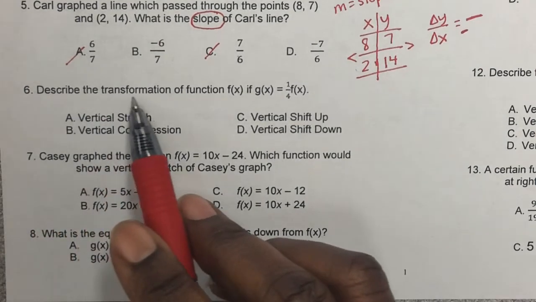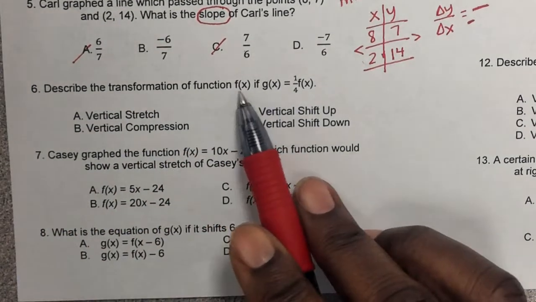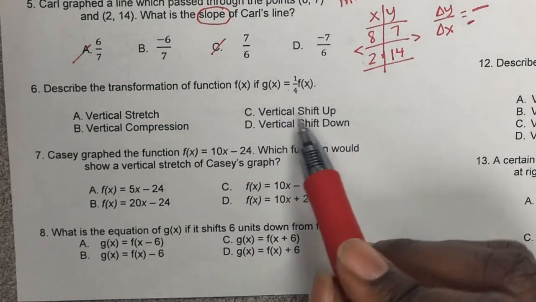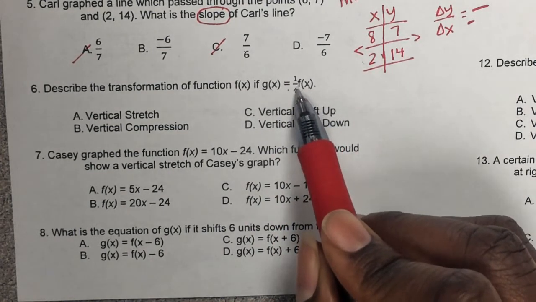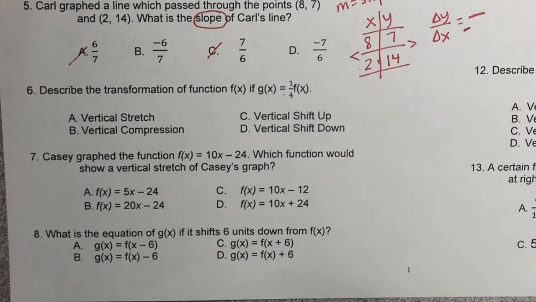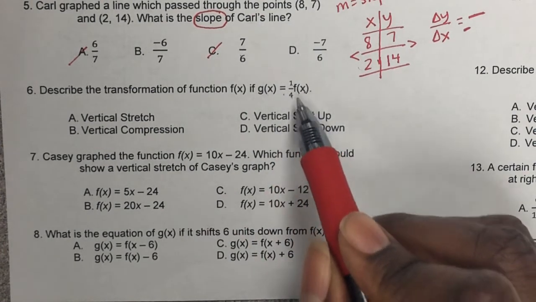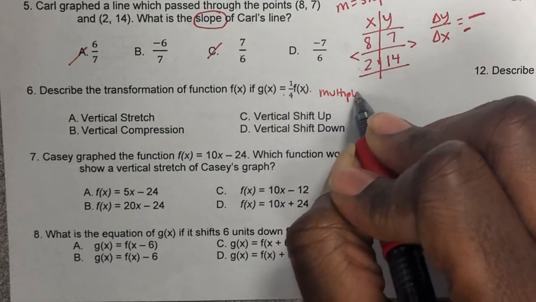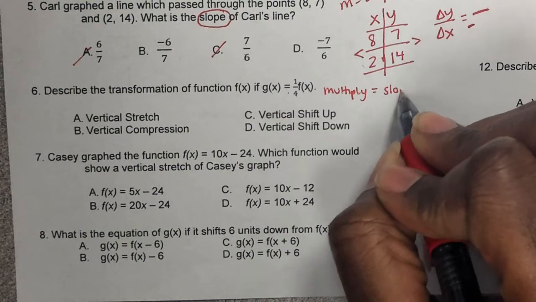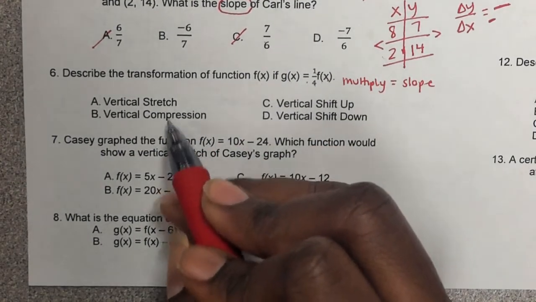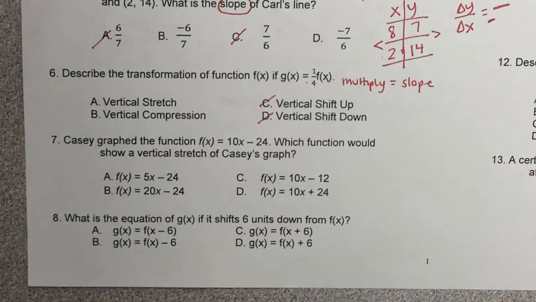Number 6, describe the transformation of the function f of x if g of x equals a fourth of f of x. You have to be careful here. Is this fourth getting added, subtracted, or multiplied? This fourth is getting multiplied. Remember, if it's getting multiplied, that means you're changing your slope. And if you're changing your slope, you are either stretching or compressing it. It cannot be C or D.